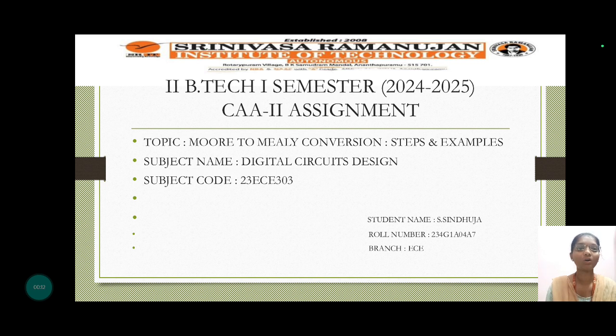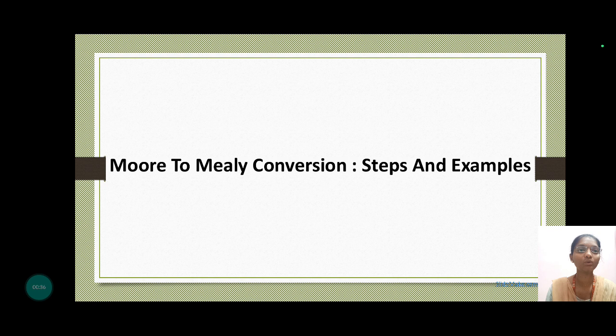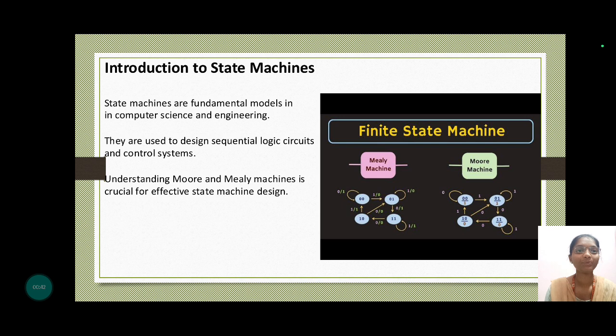Today my topic is Moore to Mealy conversion with examples and a step-by-step process. This topic belongs to the subject Digital Circuit Design, and the subject code is 23ECE303, and my roll number is 2347A04A7. Moore to Mealy conversion with step-by-step process and examples.